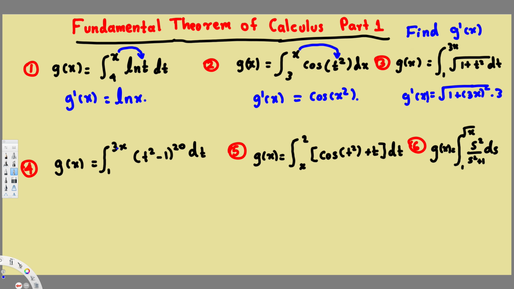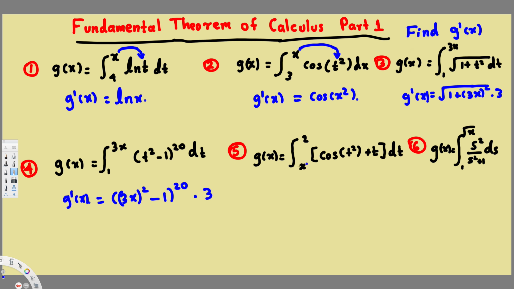Now let's look at the other one, this one right here. Again we do the same approach. We plug in 3x, but we have to multiply by the derivative because we have 3x. So this is going to be (3x squared minus 1) to the power 20, multiplied by 3, because the derivative of 3x is 3. That's going to be g prime x for this one.